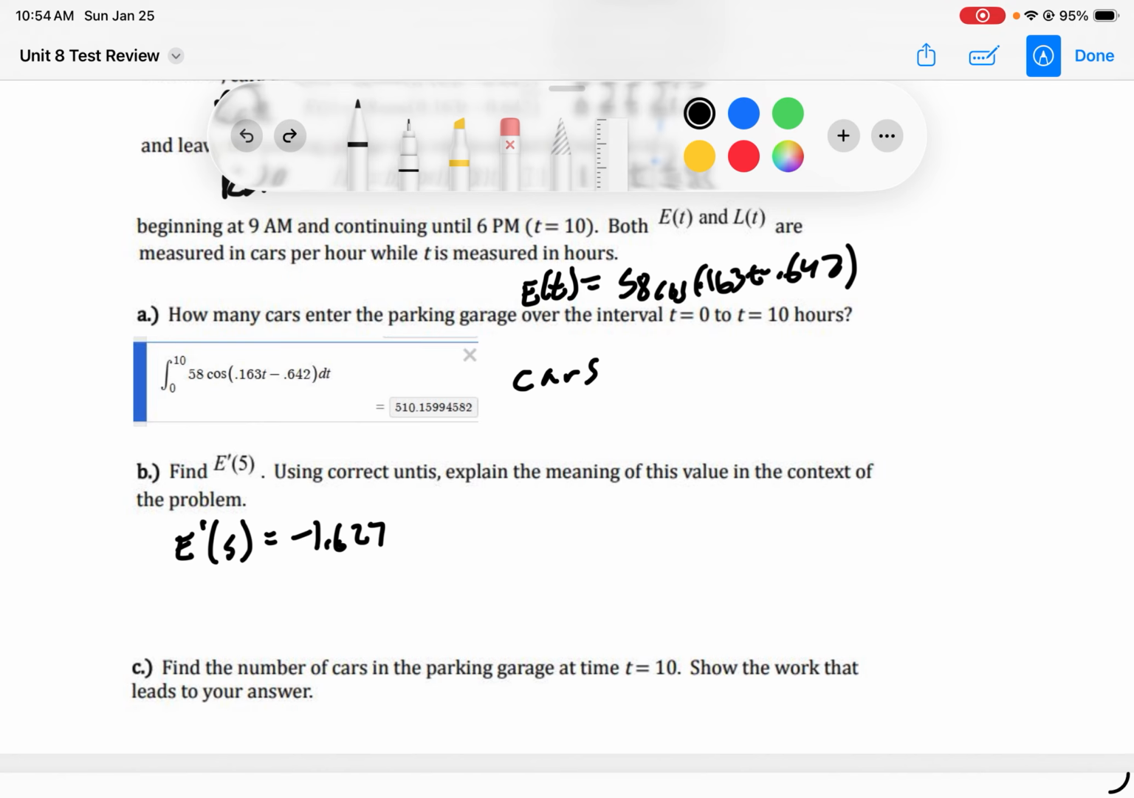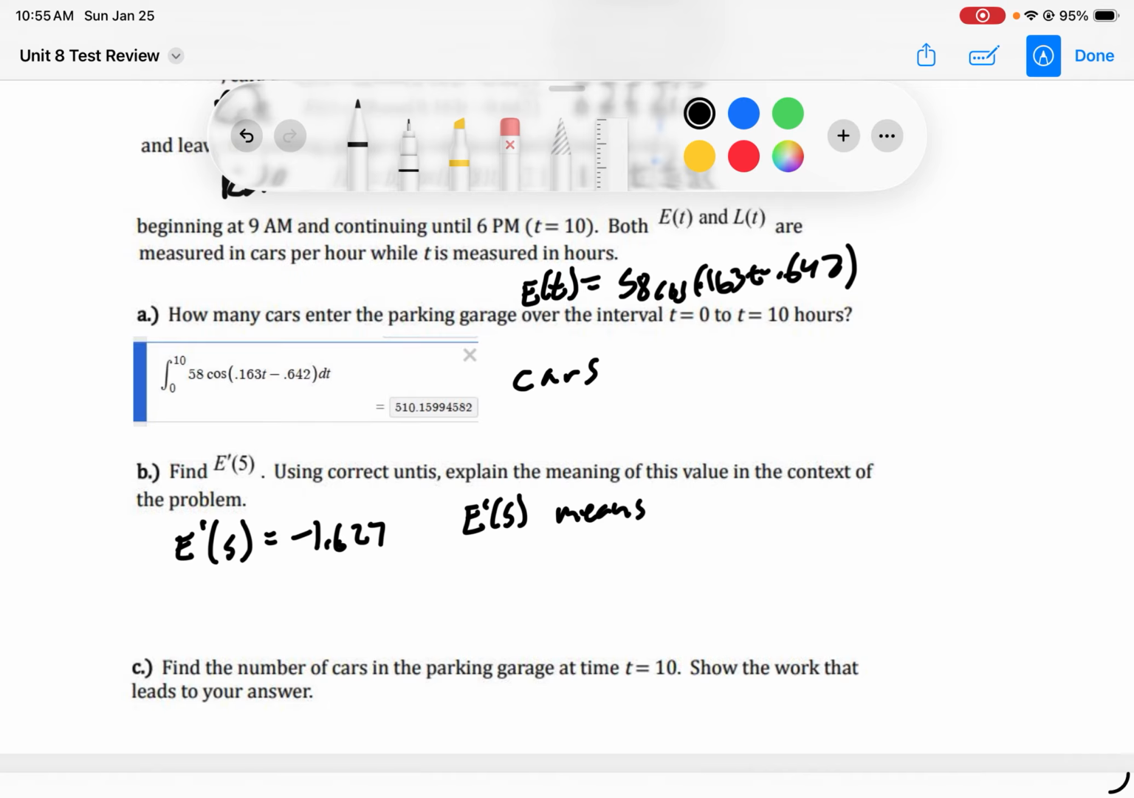Okay, using correct units, explain the meaning of this value. I'm bad at English, so you might write this in a better way that flows off the tongue. The derivative tells you how the function is changing, but this function was already a rate. So the derivative is a rate. If I take the derivative of a rate, it's the rate of a rate.